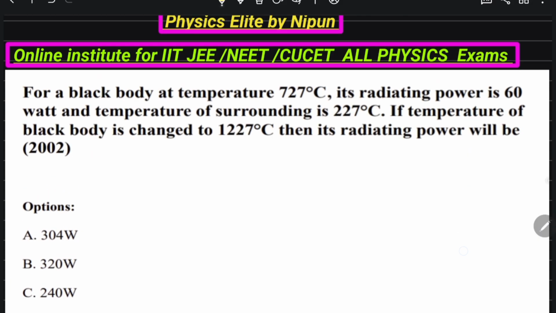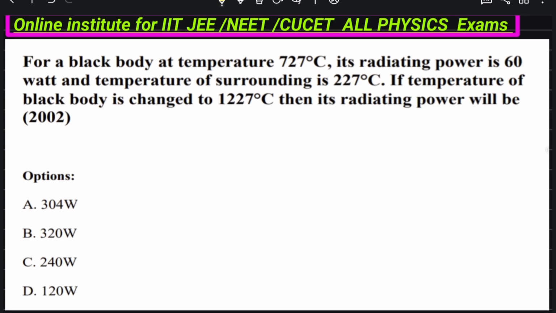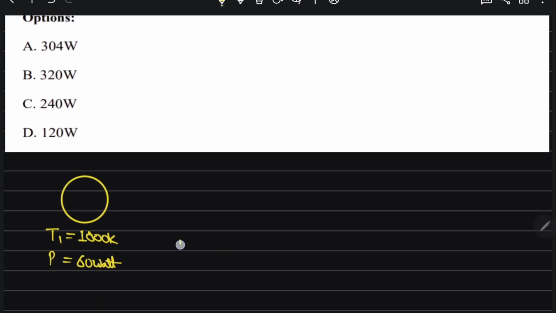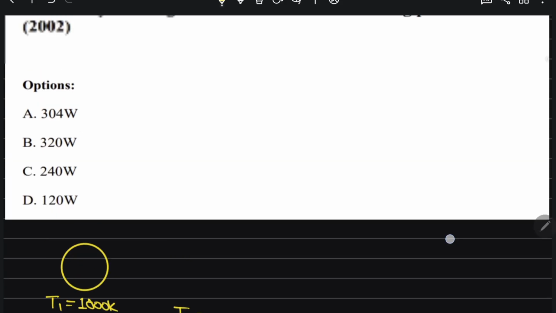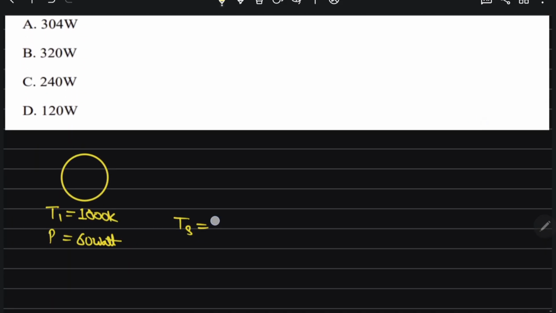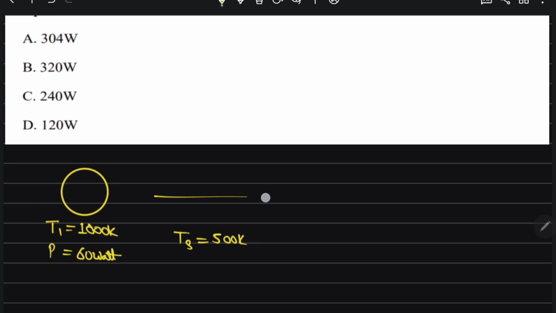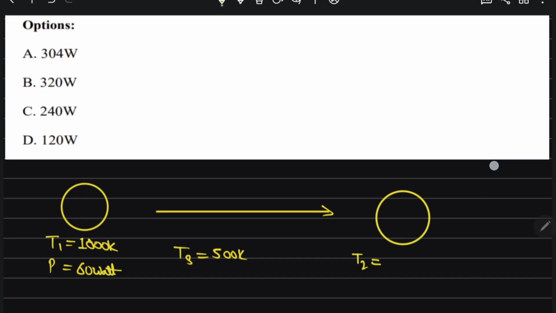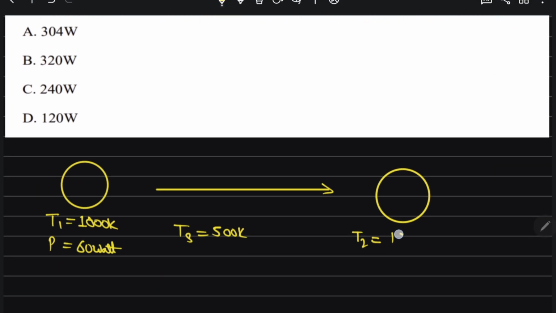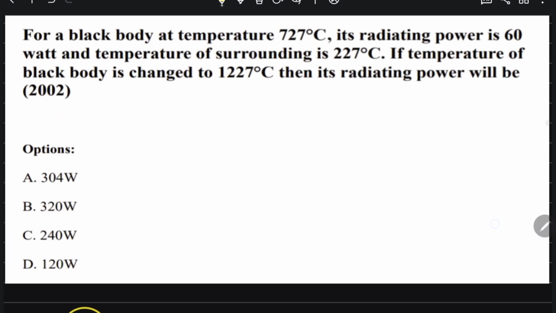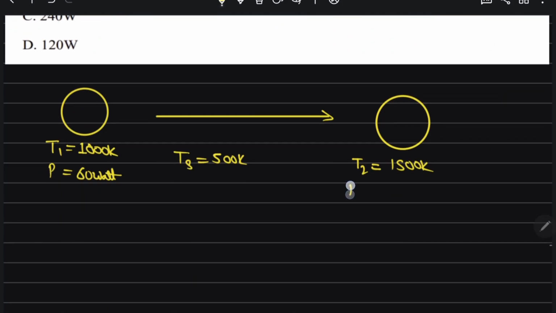And the temperature of surrounding is 227 degrees, which means 500 Kelvin. If the temperature of a black body is changed to T2, they have given you 1227, which means 1500 Kelvin. Then what is the power in this condition?